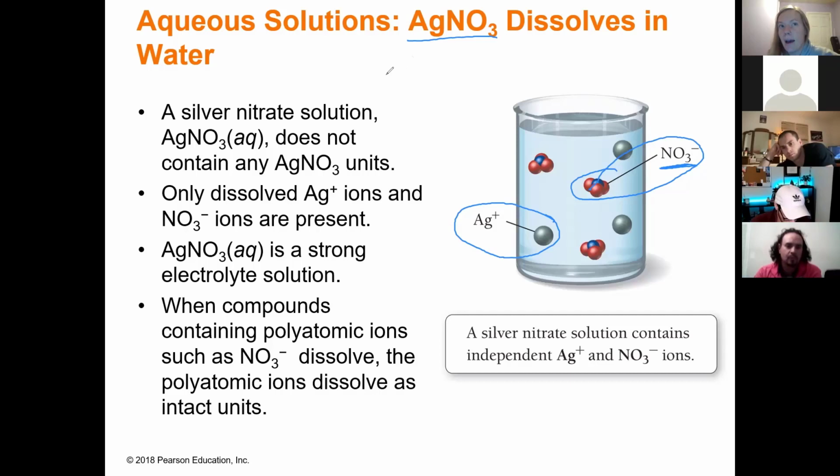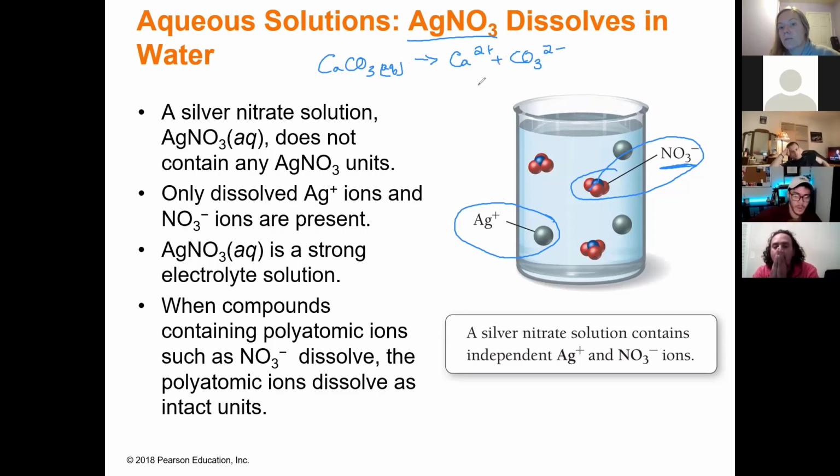So let's say I had calcium carbonate, CaCO3, and say this was aqueous. It would break apart into calcium with a 2+ charge and carbonate, CO3, with a 2- charge. Let me say aqueous. All right, we keep the polyatomic packet together.